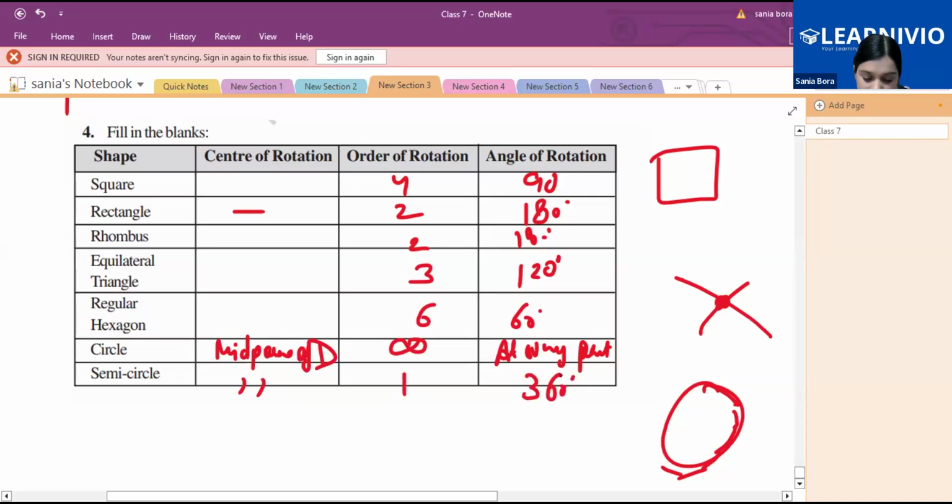Semicircle is 2 only. But we can turn it and it'll be half, right? Half of a semicircle is a quarter, and the quarter is identical to the other quarter, right? Oh, from that angle. Okay, I understand.